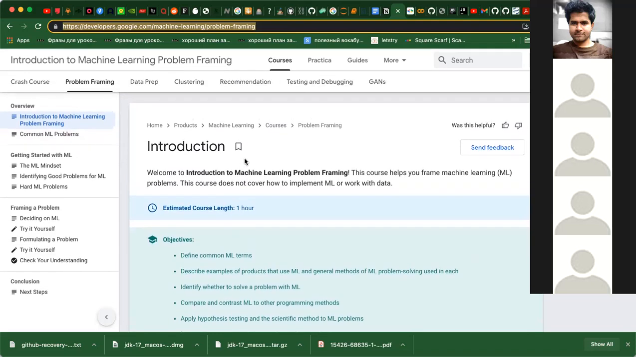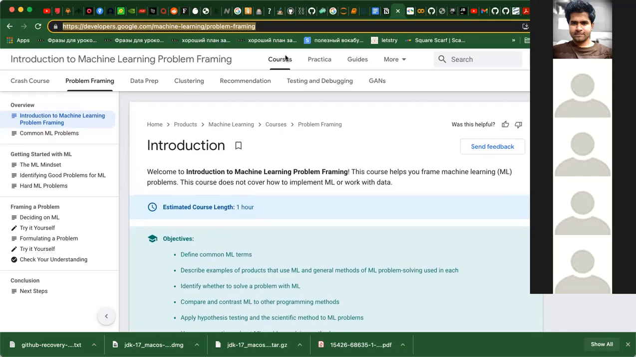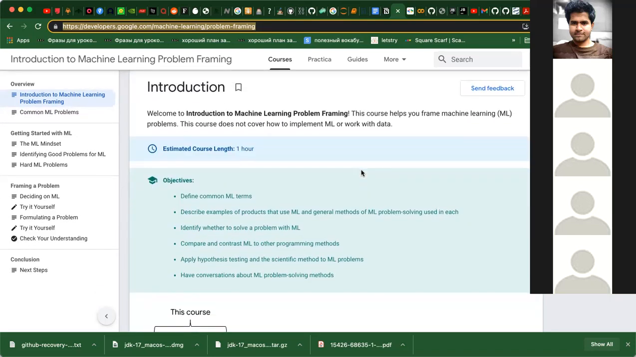So I just explained again what we're doing. I just put the link into the chat. And this is the machine learning problem framing material. If you were present during our info session, then most of the material is familiar to you, but it's good to refresh the knowledge.